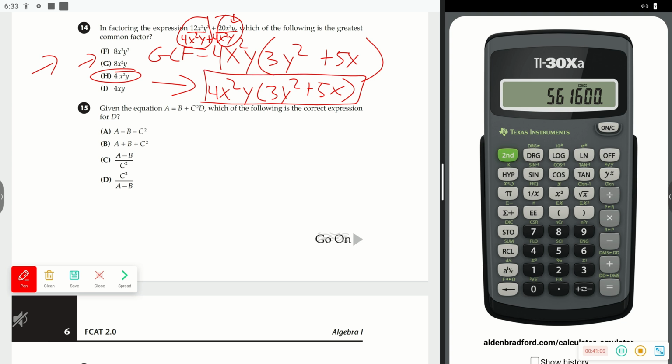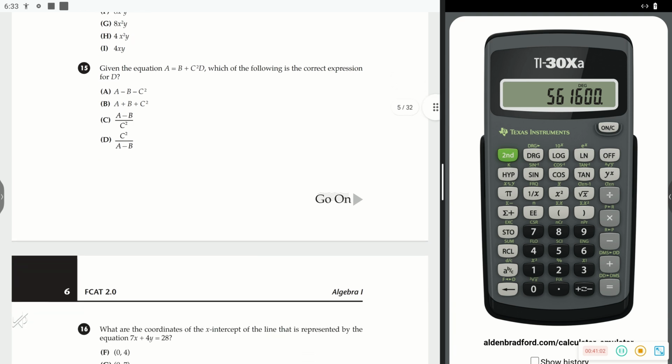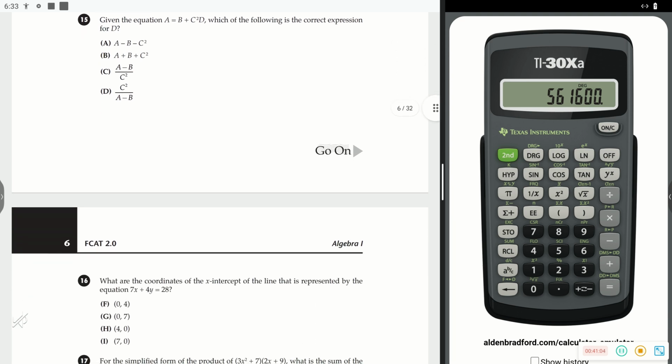All right, number 15, moving right along. It says, given the equation a equals b plus c squared d, which of the following is the correct expression? This is a super easy problem, but people for some reason always mess up because it's just basic algebra. So first we have to look for what they want. It says the correct expression for d. So they want us to solve for d, which means we want to get d all by itself.